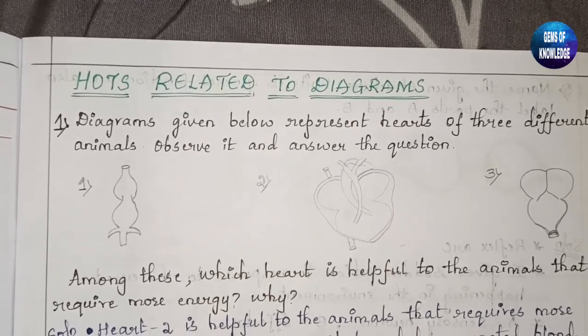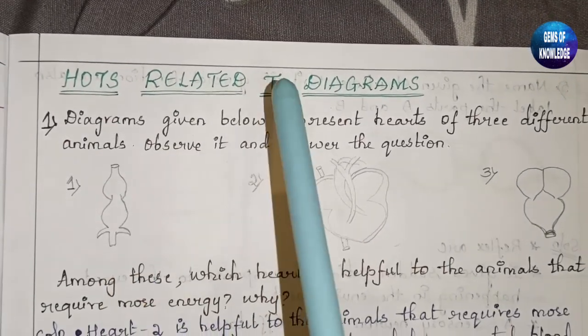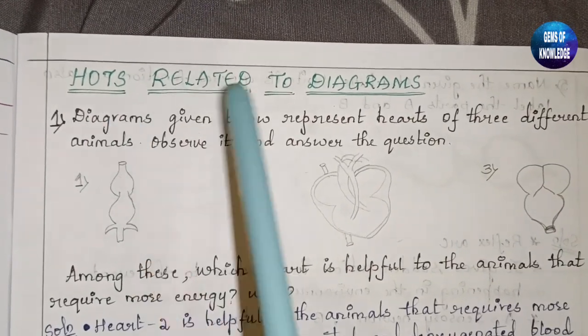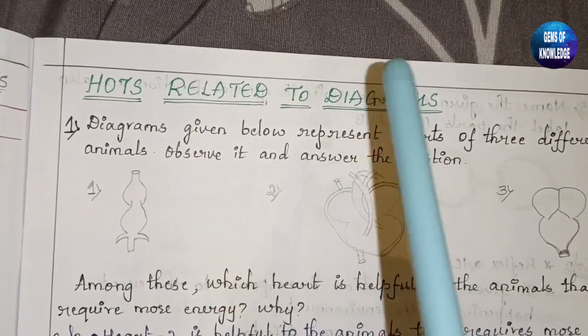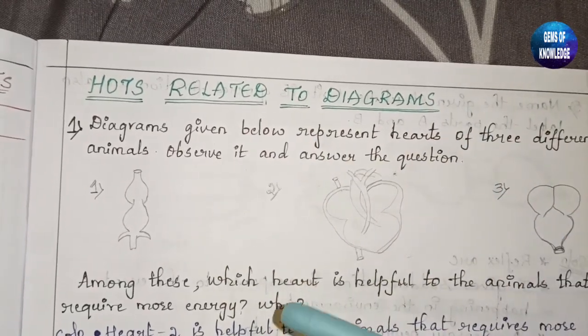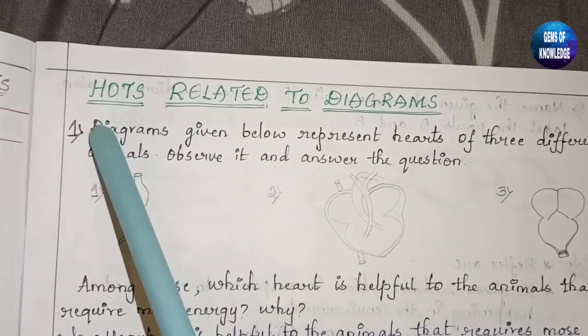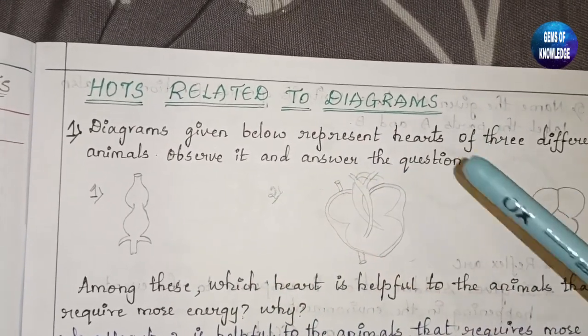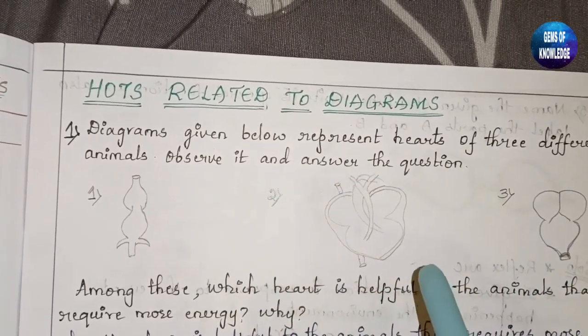Today I'm here with another video on the HOTS related to the diagrams. HOTS means higher order thinking skills related to diagrams, which are most likely to appear in your examination. This contains exactly 4 marks, so any question may be asked regarding any type of diagram.